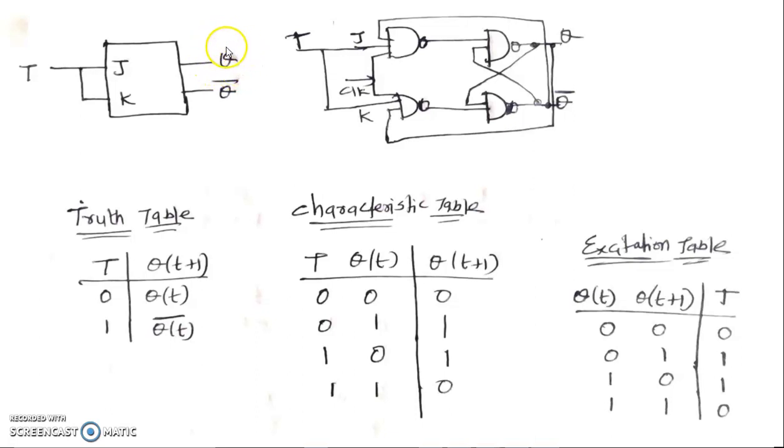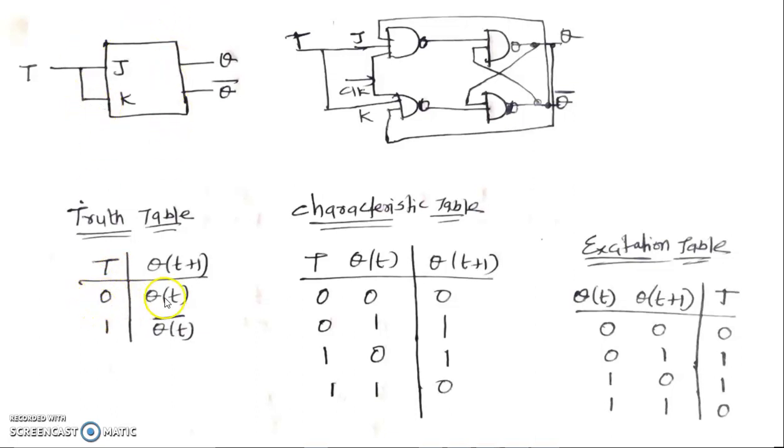Output should not change means, in the JK flip-flop, when J and K inputs are 0, 0, the Q output is not changing. Why? Because it is in memory state. If T is 0, that 0 is passing through J, and also that 0 is passing through K. So if T is equal to 0, J is 0 and K is 0, then the output is not changing, it is in memory state. So now our truth table is obeying by using this diagram.